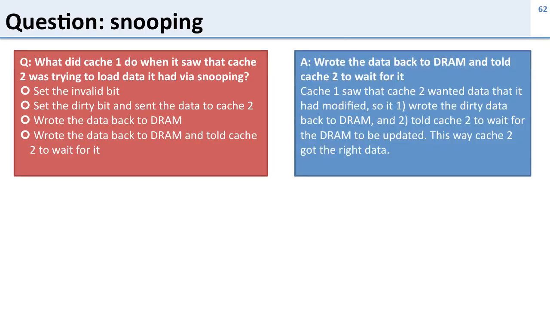So what it did was it wrote the data back to DRAM and told cache 2 to wait. So cache 1 saw that cache 2 wanted data it had that was dirty. So first it wrote the dirty data back to the DRAM, and then it told cache 2 that now it could get the data from the DRAM. This made sure that cache 2 got the right data.